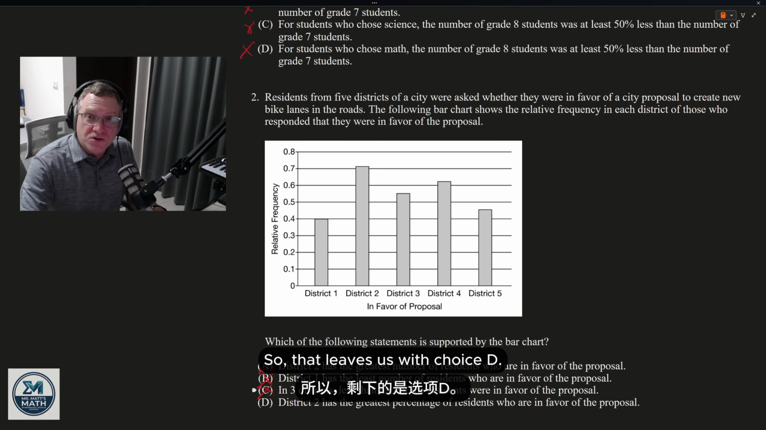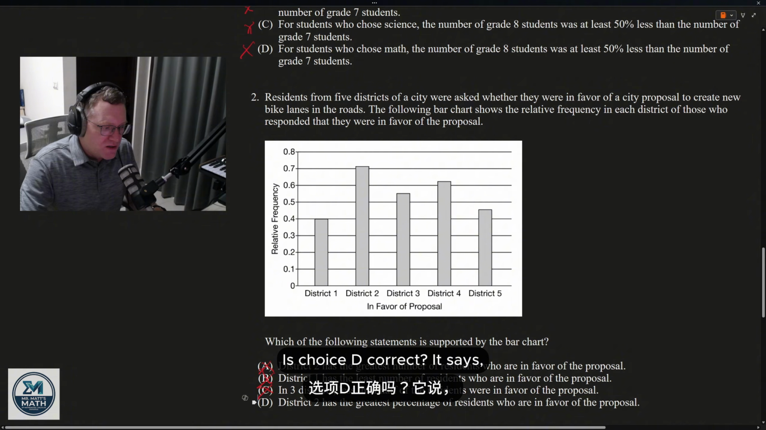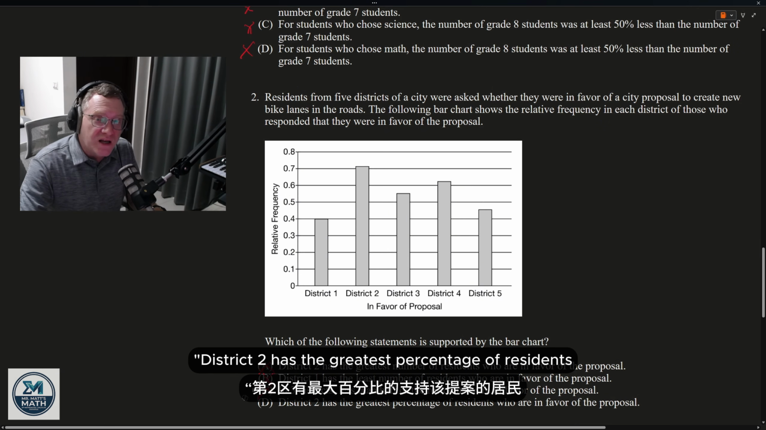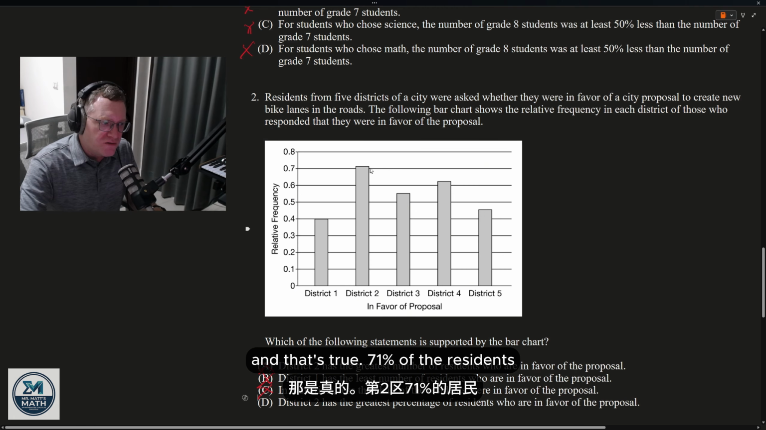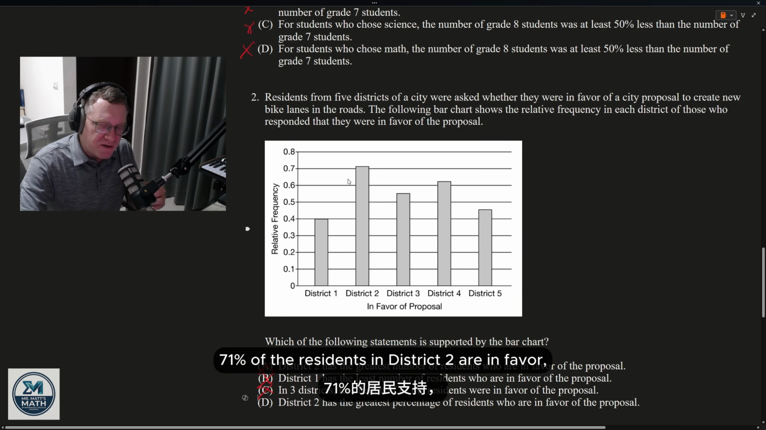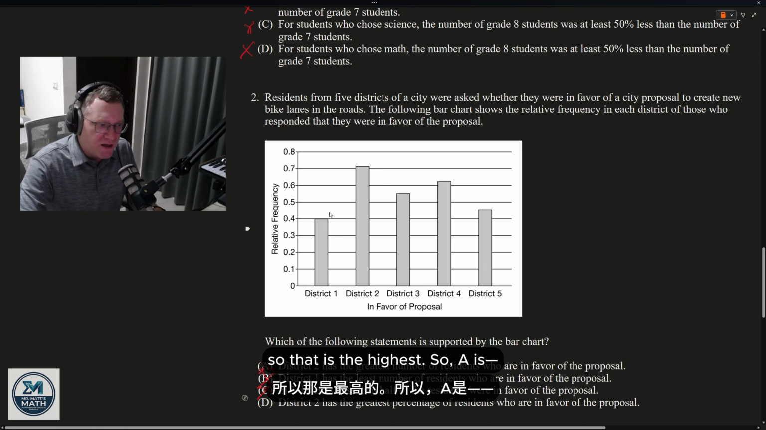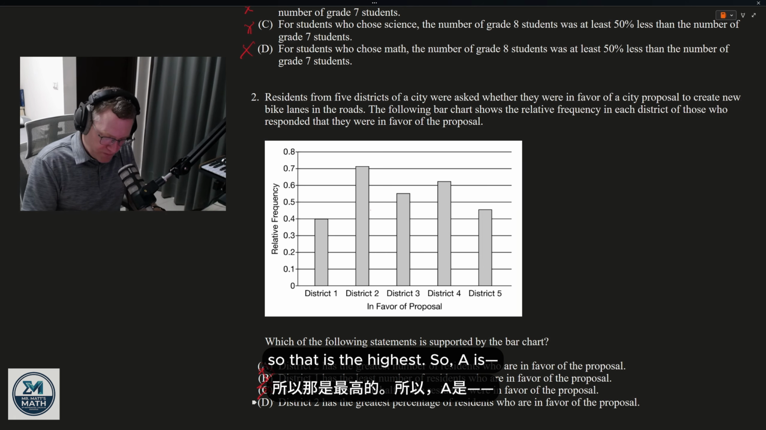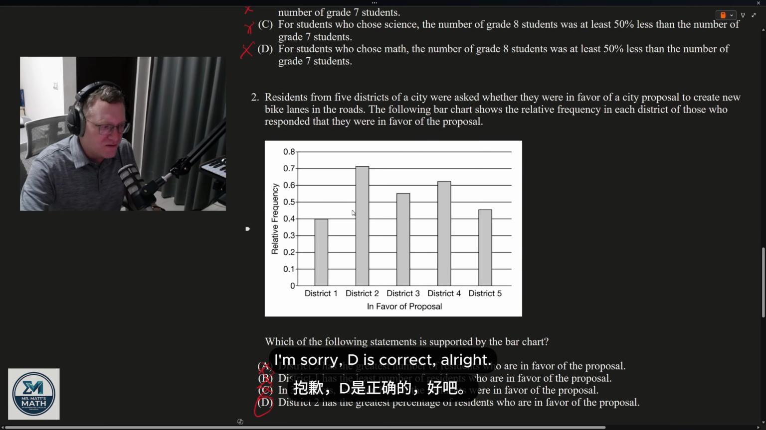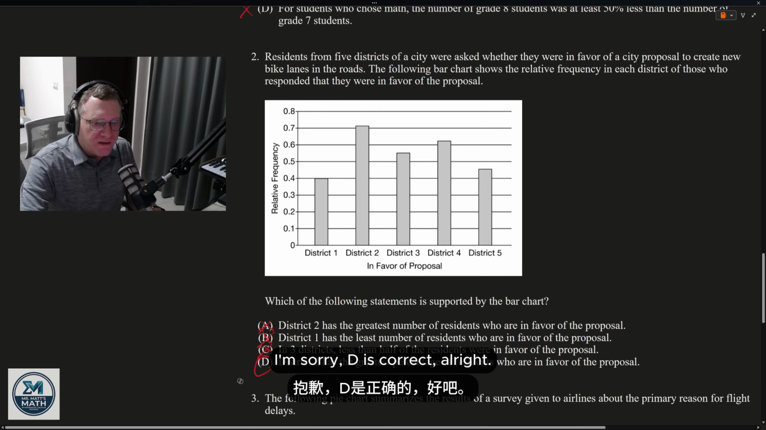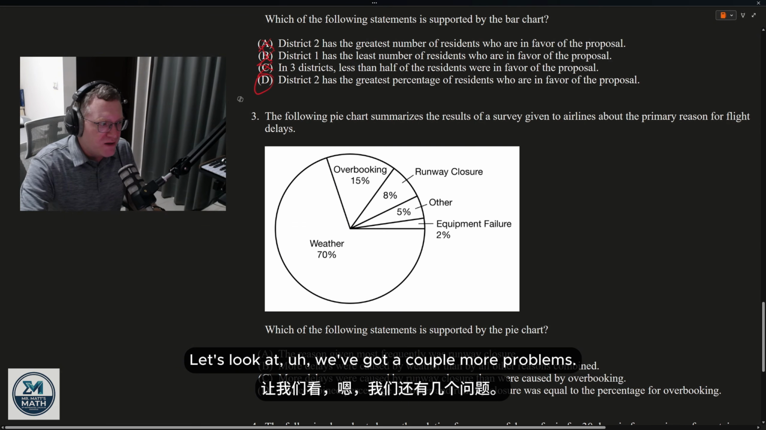So that leaves us with choice D. Is choice D correct? It says District 2 has the greatest percentage of residents. And that's true. 71% of the residents in District 2 are in favor. So that is the highest. So D is correct. All right, we got a couple more problems.